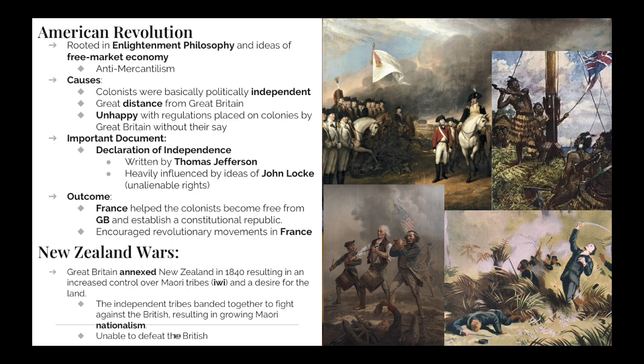One of the major causes of the American Revolution that I also forgot to mention was the unfair taxation that was linked to Great Britain's war debt. So Great Britain fought France in the French and Indian War, and they incurred a lot of war debt, and so they were taxing colonists to help pay for that, and colonists were not happy about that.